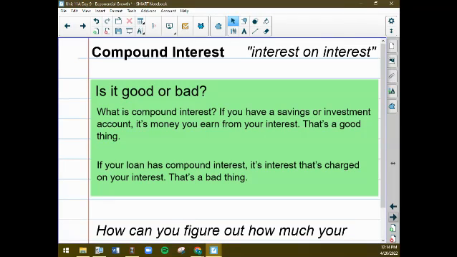So next we're going to talk about compound interest, and basically what that means is interest on interest. Okay, and then I've got a question, is that good or is that bad? Well, it depends. What is compound interest? If you have a savings account or an investment account, it's the money that you're earning from your interest. That's a good thing.